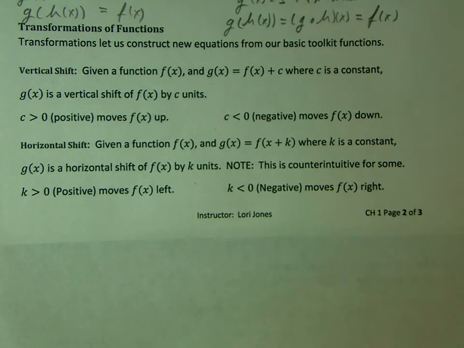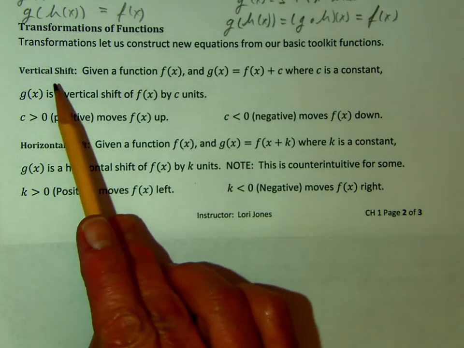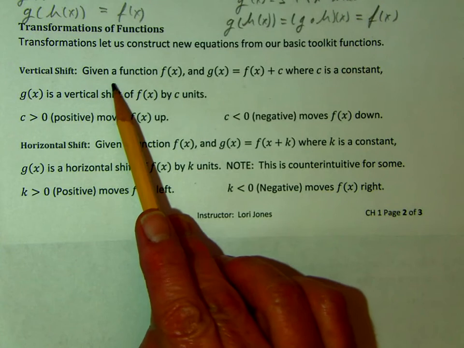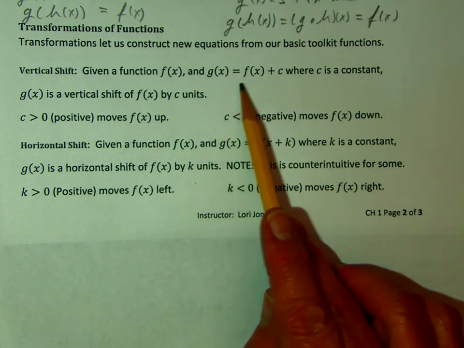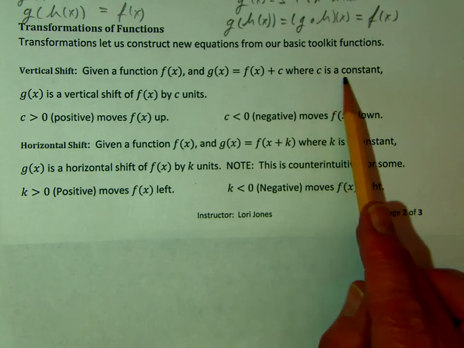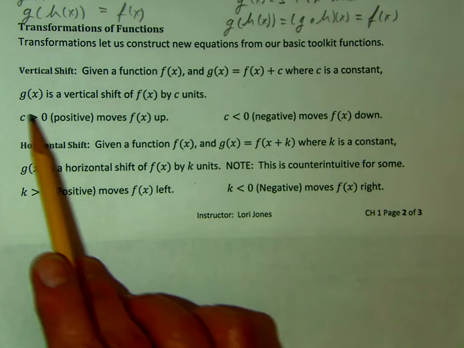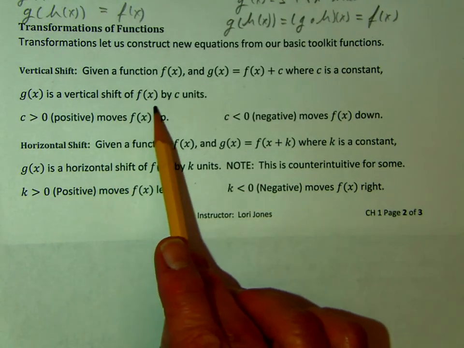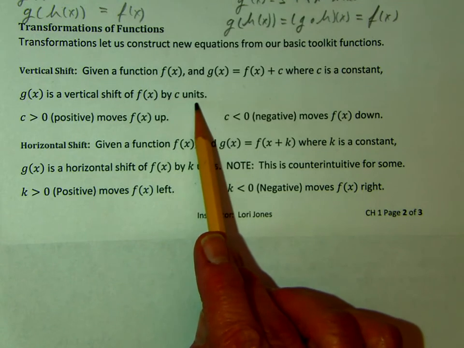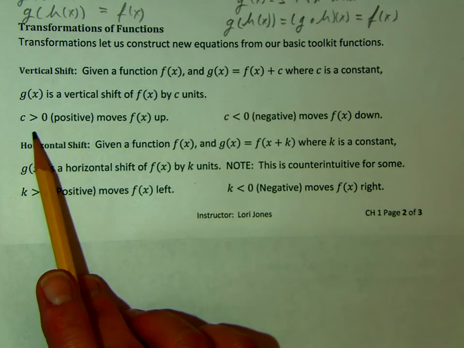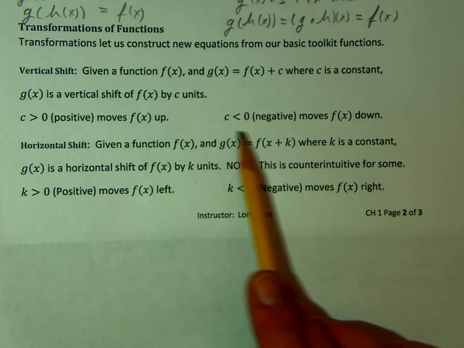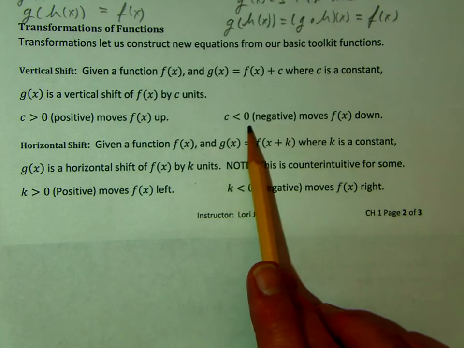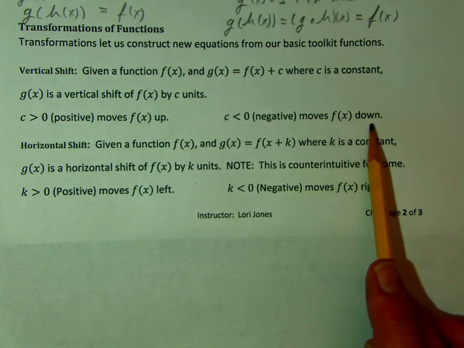Transformations let us construct new equations from our basic toolkit functions. Vertical shift. Given a function f of x and another function g of x equals f of x plus c, where c is a constant, g of x is a vertical shift of f of x by c units. If that constant is a positive number, it's going to move the original function up. If that constant is a negative number, it's going to move that function down.